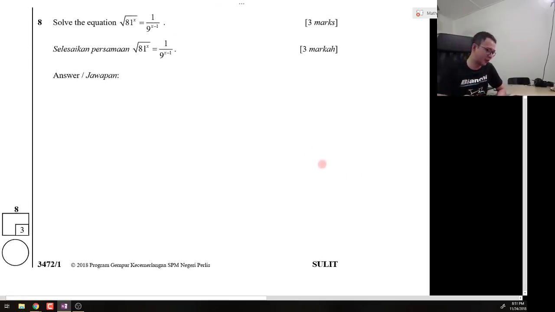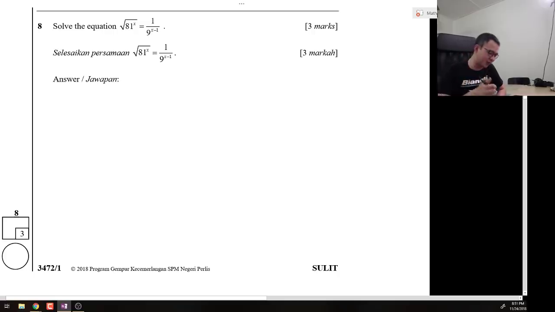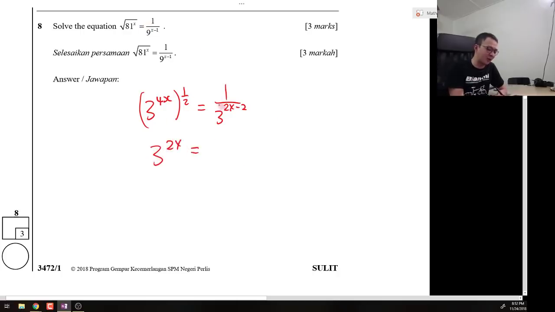Alright, so yeah, this is a very easy question. Yeah, 81 is 3 power of 4. So I will multiply x, and square root is power of half. And this is 1 over 3 power of 2x minus 2. That's been 3 squared, right? I times 2 for both. And then I will multiply into here. This is 3 power of 2x, 1 over means power, add the negative for it.